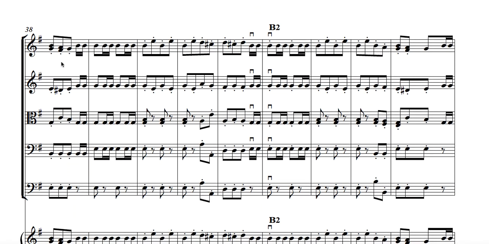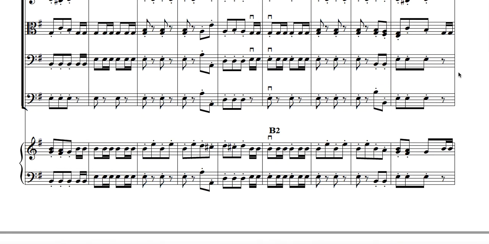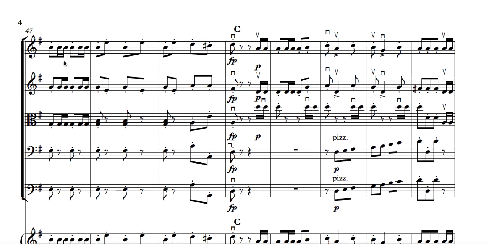Next line. 1 and 2 and a 1 and a 2 and a 1 and 2 and 1 and 2 and 1 and 2 and a 1 and a 2 and a 1 and 2 and a 1 and a 2 and a 1 and 2 and a 1 and a 2 and a 1 and 2 and 1 and 2 and 1 and a 1 and a 2 and 1 and 1 and 1 and 2.